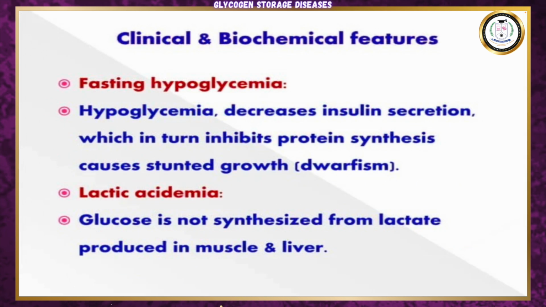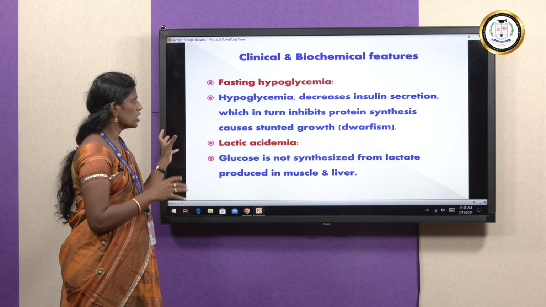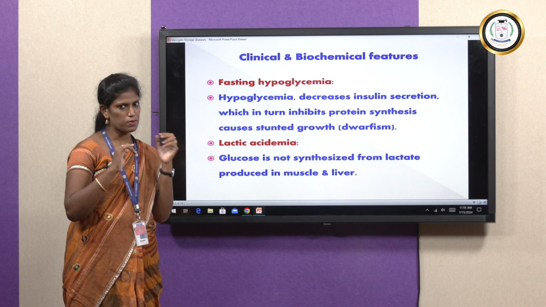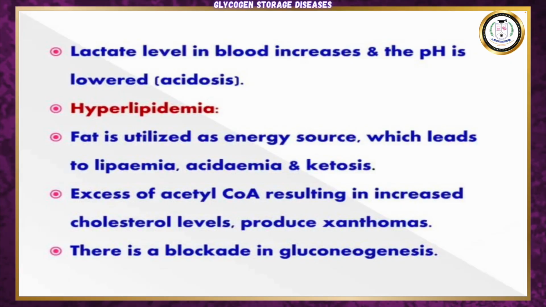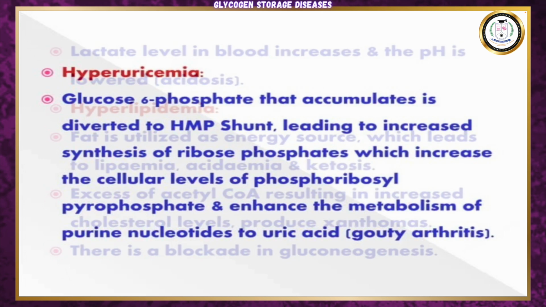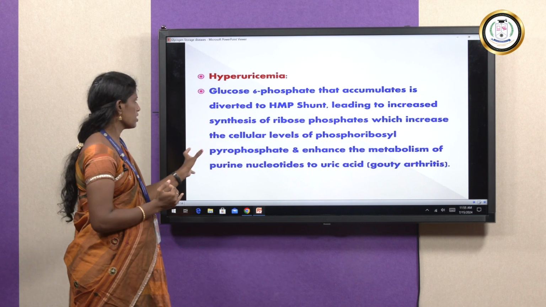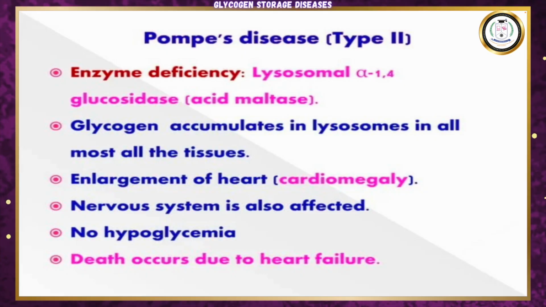The clinical and biochemical manifestations are fasting hypoglycemia. Hypoglycemia means decreased insulin secretion, which in turn inhibits protein synthesis. Lactic acidemia: lactate is produced in muscle and liver, so the lactate content is increased. Hyperlipidemia: excess acetyl-CoA increases the lipid content or cholesterol level. Hyperuricemia: glucose 6-phosphate accumulates in the HMP shunt pathway, and automatically the uric acid level is increased, which is called hyperuricemia.